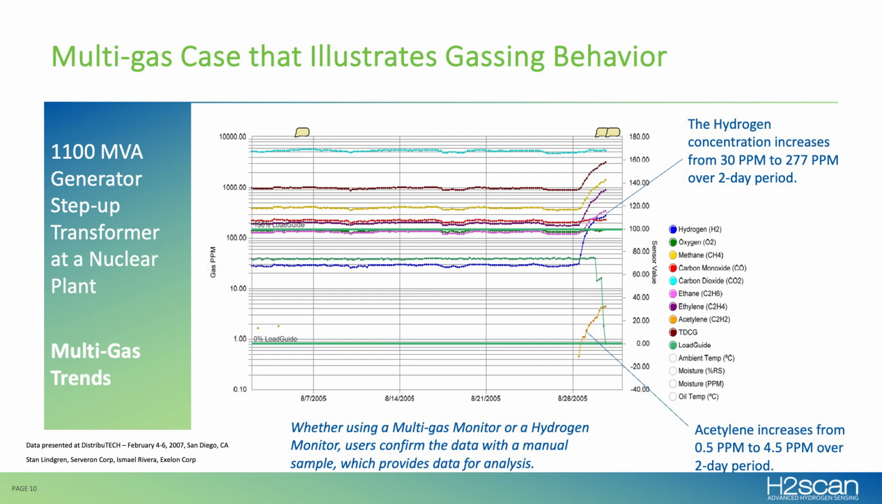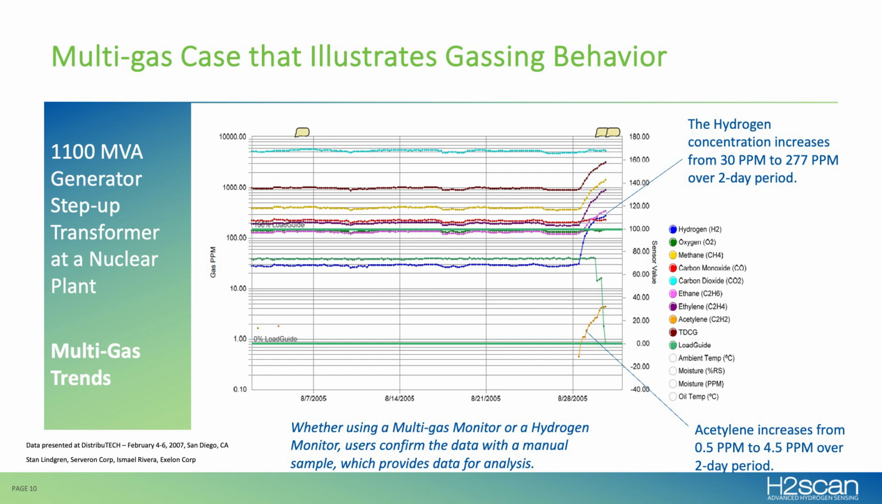And what you see here is acetylene. All of a sudden, you get some acetylene in the transformer. Acetylene pops in at about half a part per million, and over a 2-day period gets up to about 4.5 parts per million. While you look at the other gas trends, your hydrogen, methane, ethane, and ethylene are all increasing at the same time. Hydrogen specifically goes from about 30 ppm to 277 in 2 days. So when you get a little bit of acetylene, you get lots of hydrogen, and this illustrates that very well.